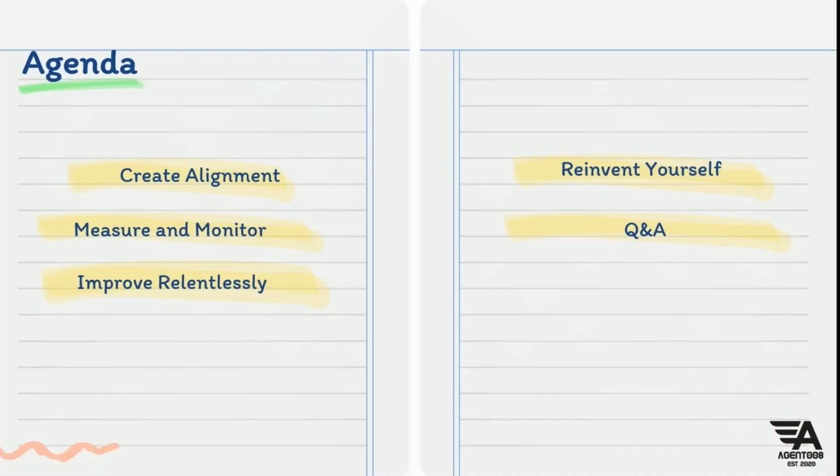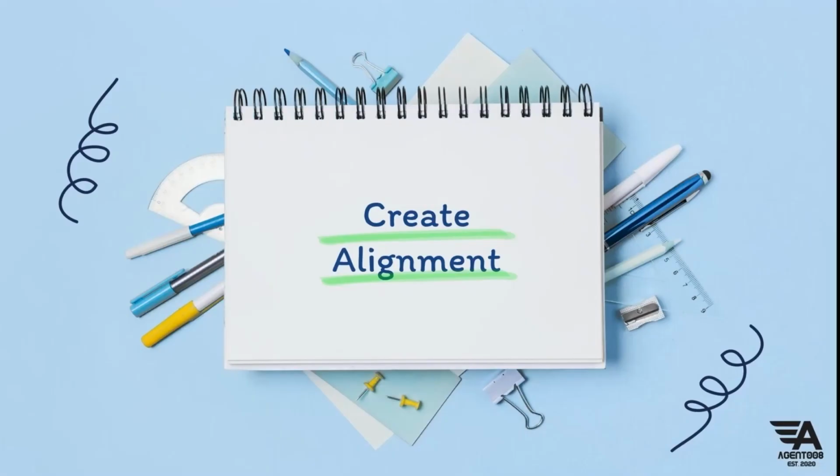How we can create alignment and how we can measure and monitor. Basically, our session today is a summary of all our chapters and how we can apply everything together. So let's start with creating alignment. The value proposition canvas is an excellent alignment tool.